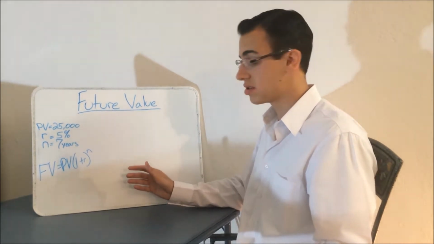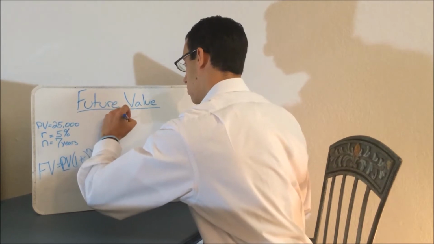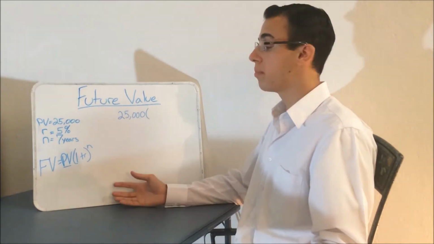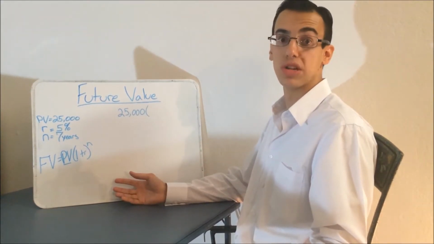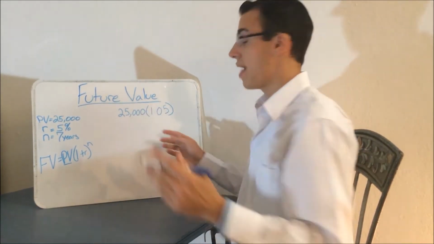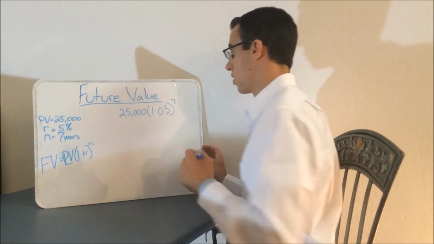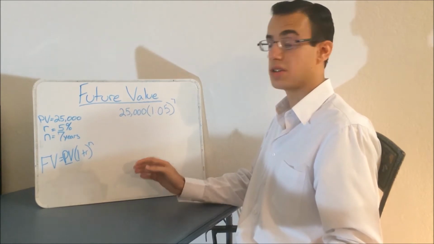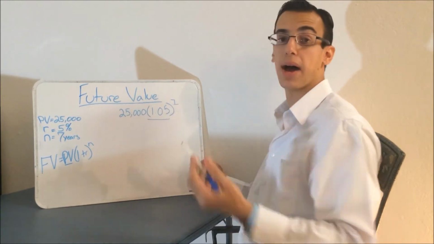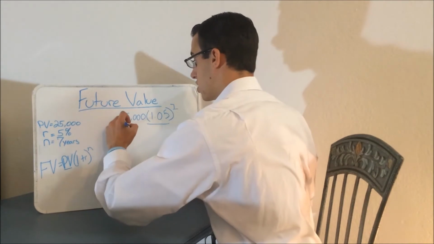So now let's just plug in the numbers. Our present value is going to be $25,000. And we're going to multiply that by 1 plus our interest rate, which is going to be 1.05. And that number is going to be raised to our period number of 7. So now from here, the first thing we're going to do is raise our 1.05 to the 7th power. So when we do that, we get an answer of 1.41. So now we're going to move this down.